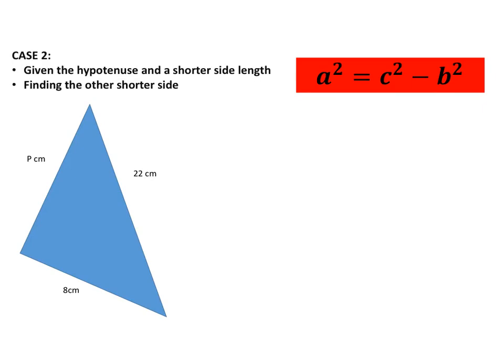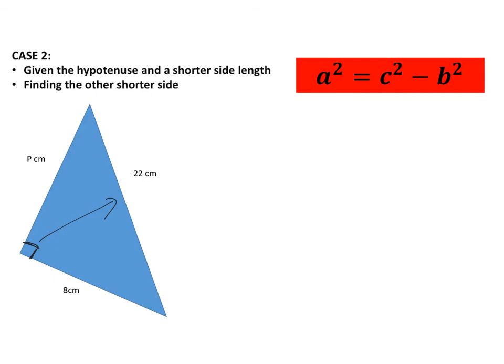So in case 2, we're actually given our hypotenuse. So I'll just label that right angle. We're given our hypotenuse and a shorter side length, and we're trying to find the other shorter side. And we use a slight variation on Pythagoras' formula to solve this.